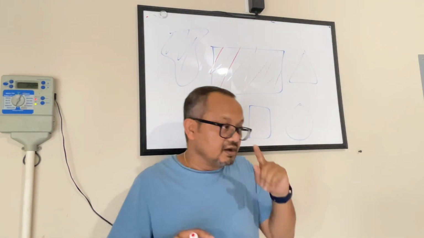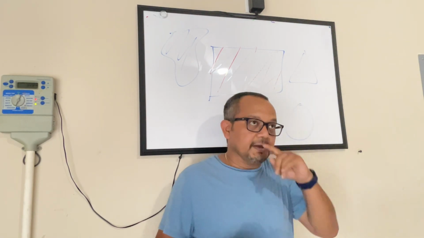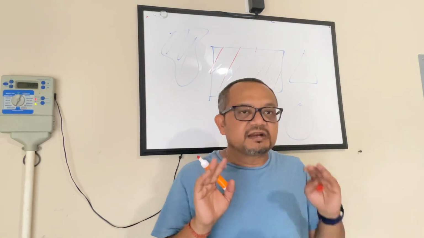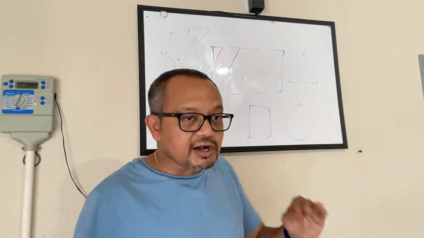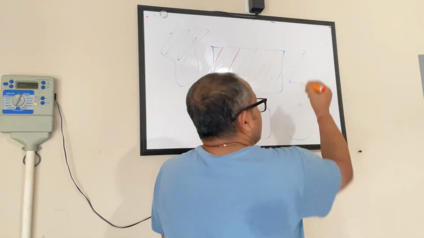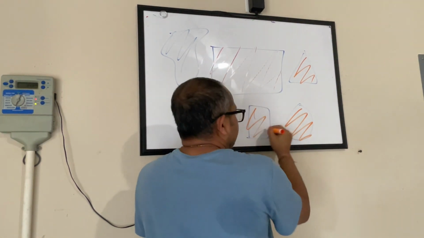Even 3D shape? We are talking about 2D shapes right now. Okay? So area of any shape is the space taken by that on the piece of paper or the size of the paper that would be needed for drawing it. This is the area of this shape. This is the area of this shape. This is the area of this shape.